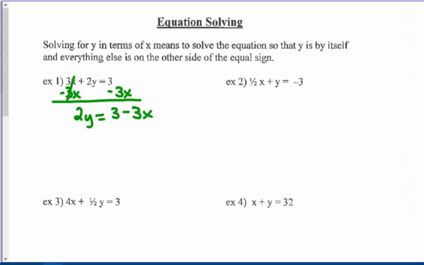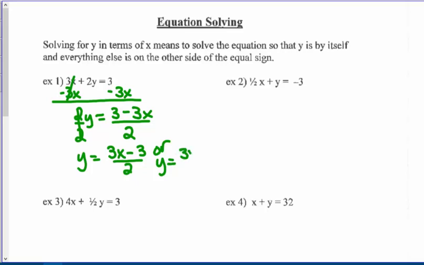3 minus 3x. Well, I can divide by 2, which means I can divide by 2 over here as well, and I get y is equal to 3 minus 3x, or 3x minus 3, I like to have the variable term first, all over 2, but I could simplify this and write it as y equals 3x over 2 minus 3 halves.